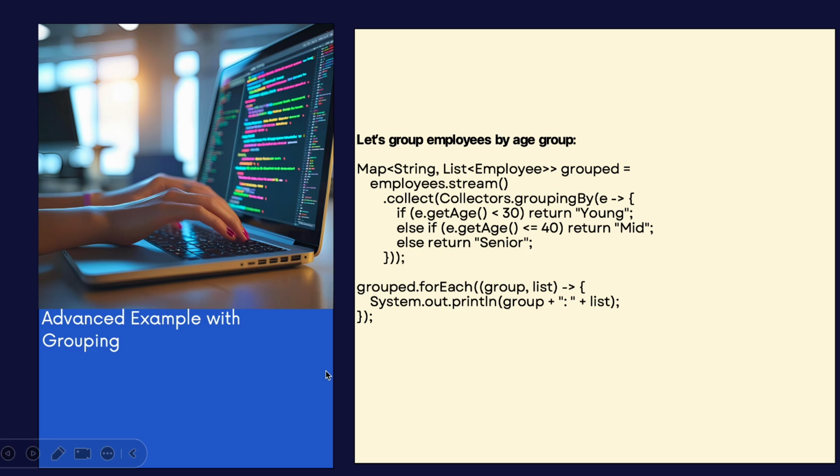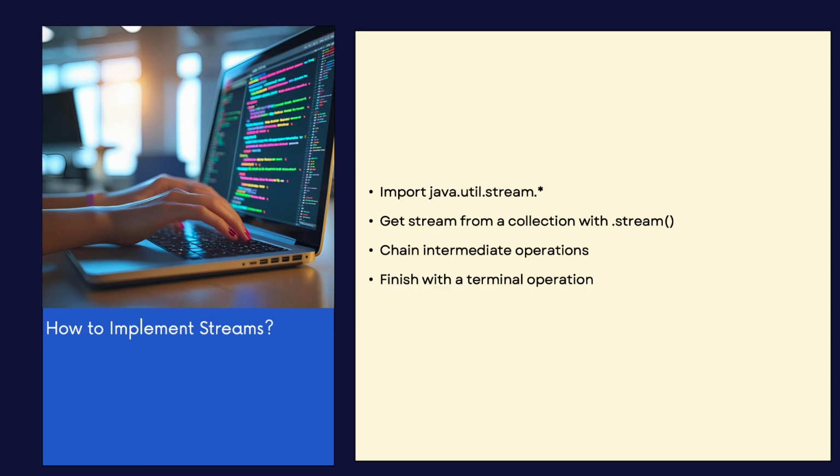Now we will see an advanced example with grouping. Here is a grouping of employees by age group. Here I added a check: if employee age is less than 30, then it will return young; else if employee age is equal to or less than 40, then it will return mid, or else it will return senior.